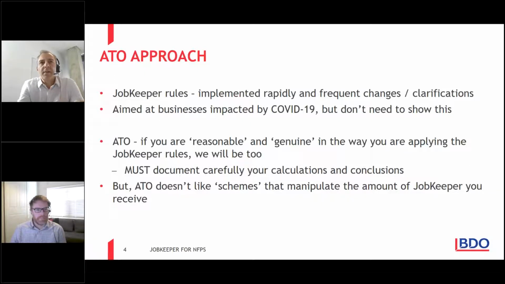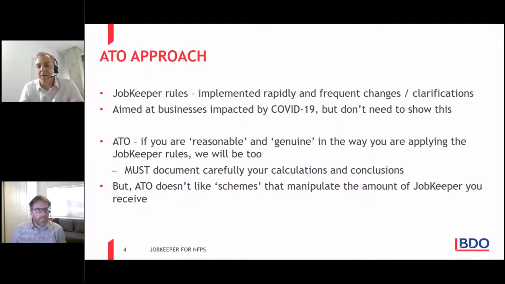Now, I guess that's a reflection of the fact that all of this is happening really quickly, and the ATO doesn't have time to issue rulings to people to give them certainty about whether they are eligible for JobKeeper. So what they're insisting people do is to document really carefully how you do your calculations, how you come to your conclusions, and whether that is reasonable. So if it's reasonable, then we can expect that the ATO will be reasonable as well.